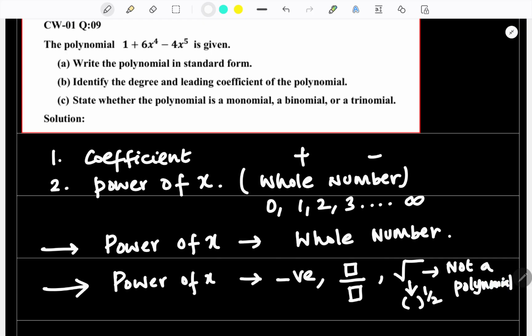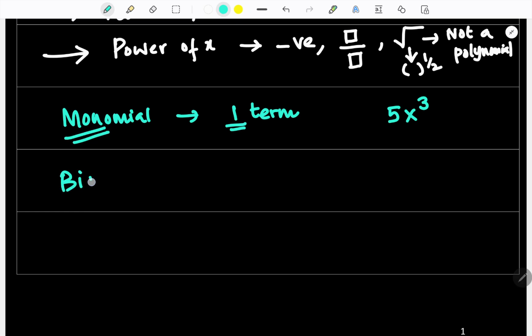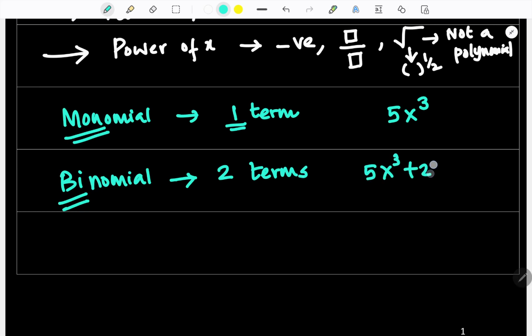Okay, teacher, just give me an example. I just want to understand what is this polynomial. Before that, let me tell you what is a monomial. What is a monomial? Monomial means the expression should have only one term. For example, let me say 5x to the power of 3. Mono means 1. The next is binomial. Bi means 2. Two terms are there, then it is called binomial. For example, 5x cube plus 2x square. So this is a binomial.